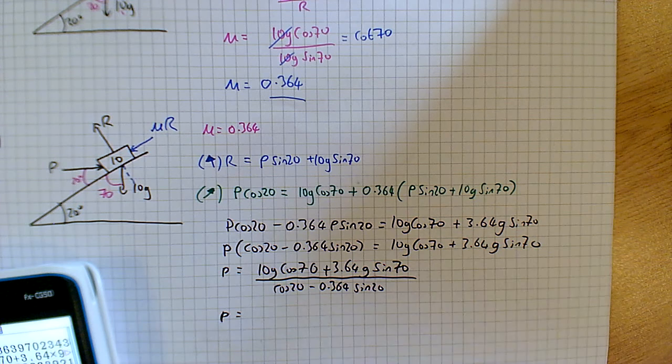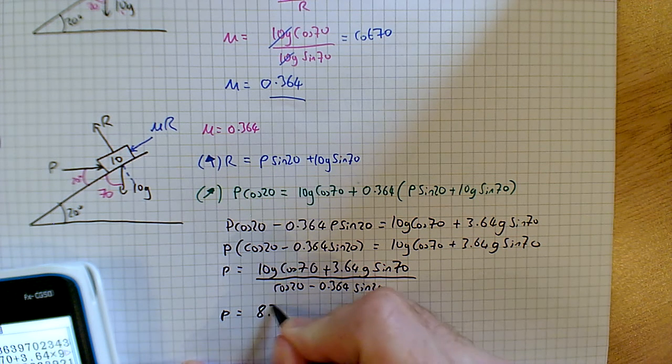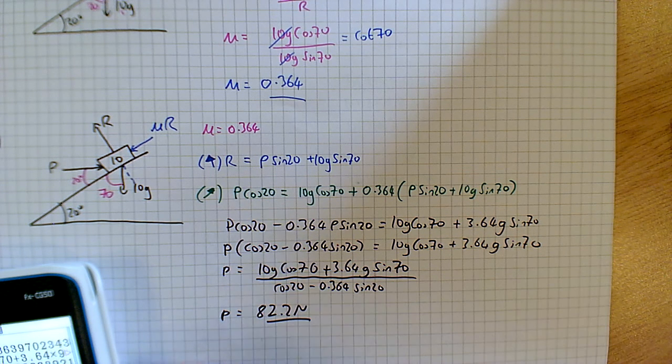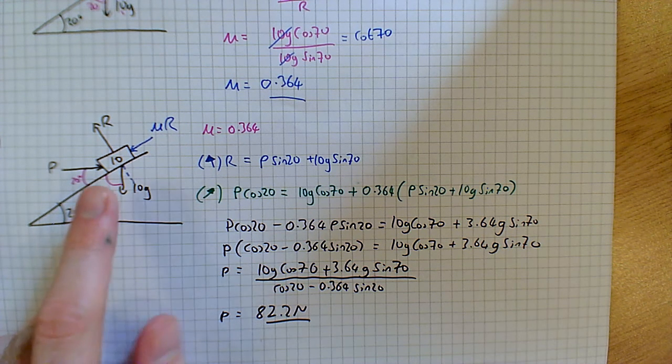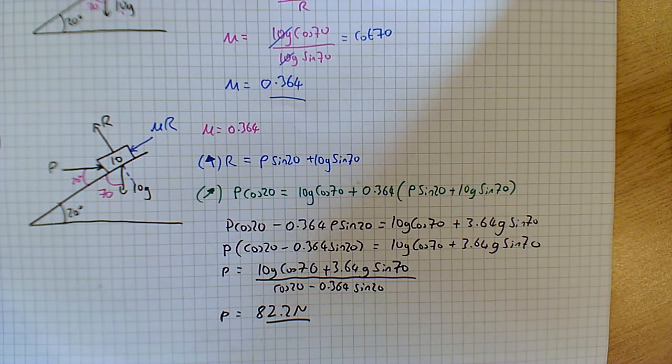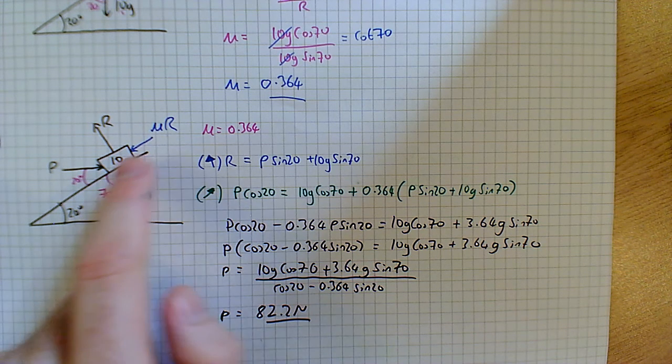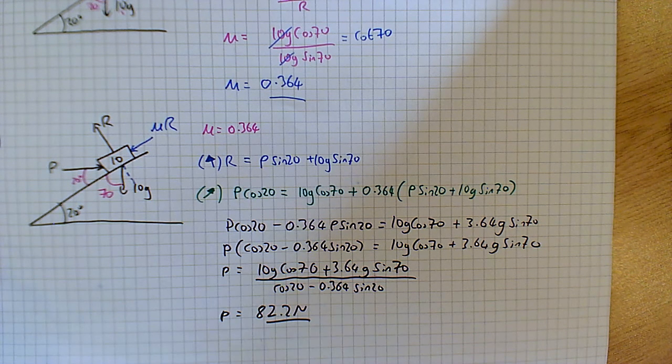Okay, so I get P is equal to 82.2 newtons, which is the maximum possible value of P. So that'll be when the object is on the point of moving up the slope, but friction is just about managing to stop it moving. If I increased P a tiny bit more to 82.3, we would see an acceleration start to begin up the slope because friction would be overpowered.